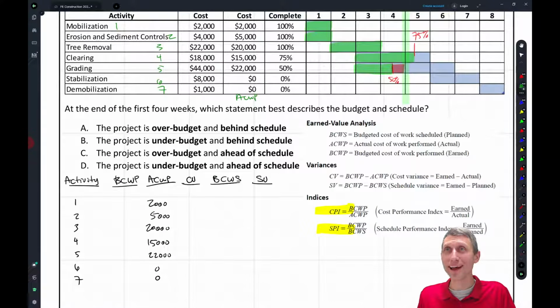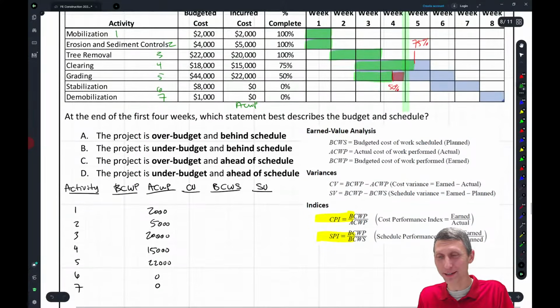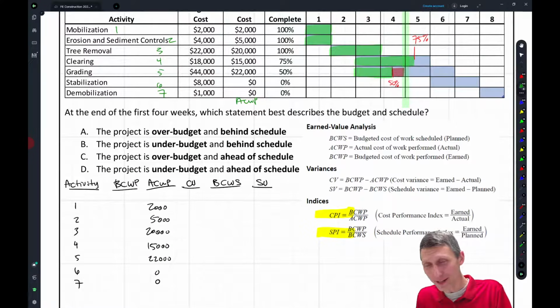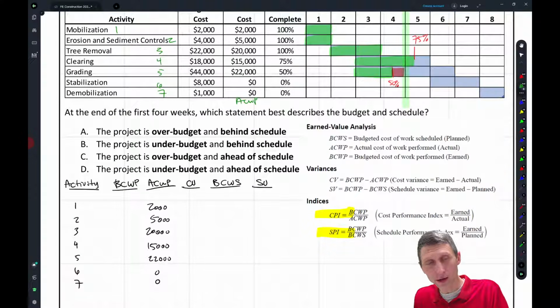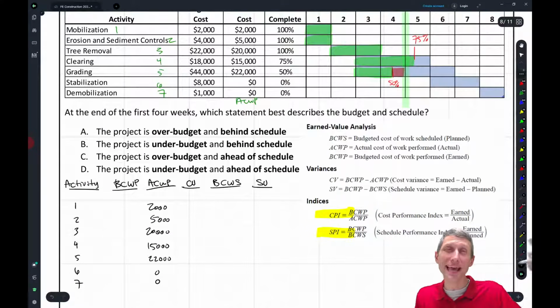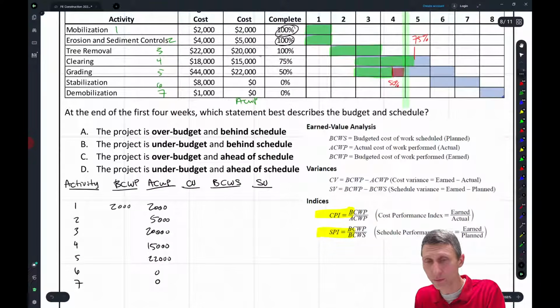Okay. So now you're thinking, well, what we got is the budgeted cost, right? So the budgeted cost, we should just be able to write that down, right? Kinda, sorta. So this is where you've got to be a little bit careful. The budgeted cost is the budgeted cost of the work that was actually performed. So since we have 100% of the work complete here, the budgeted cost was $2,000. Since we have 100% of the work complete here, the budgeted cost is $4,000. Since we have 100% here, the $22,000.